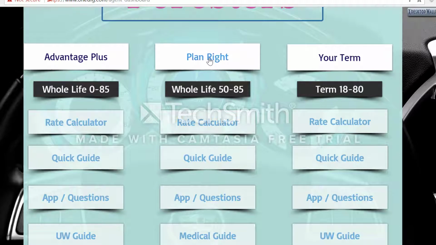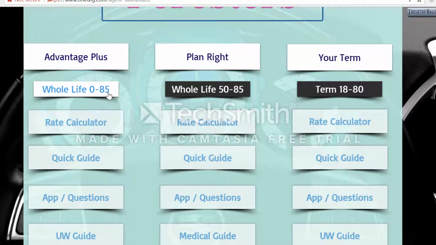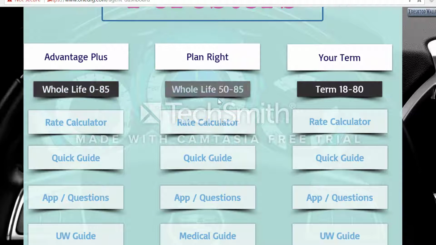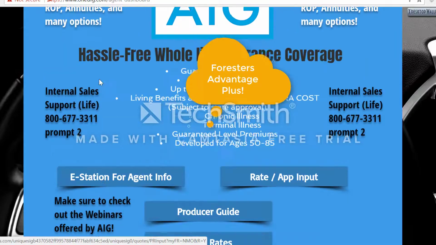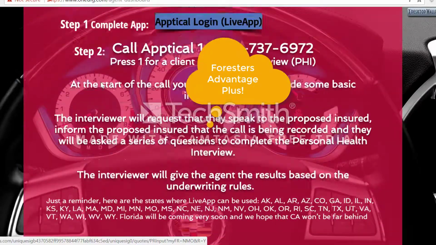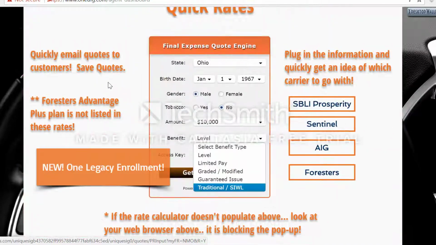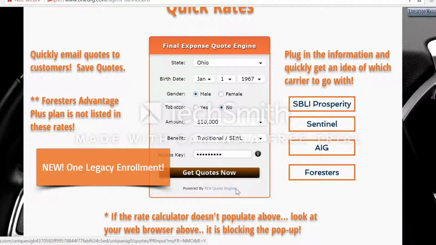That's called plan right. Now your Advantage Plus, you're going to write this policy for 0 to 49. It'll cover 0 to 85, but you're only going to write it on 0 to 49. Okay? And then if they're over 49, so if they're 50 to 85, you're going to switch over here to plan right. It's a better rate for them. Now this Advantage Plus, to get that rate, if you've got somebody under 50 years old, when you get to the rate calculator, you have to click on the traditional SIWL in order for that rate to pull up.